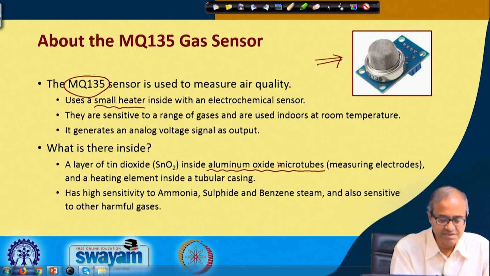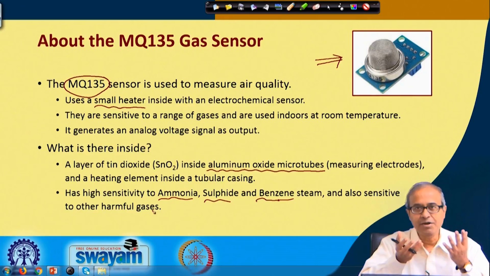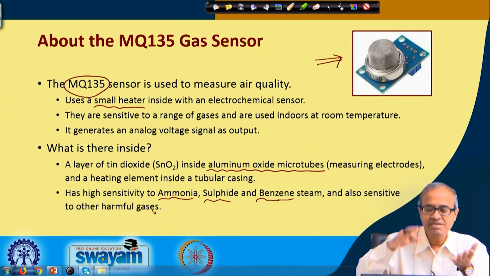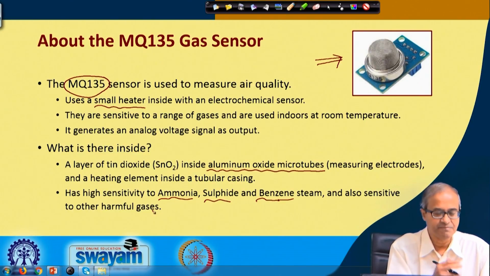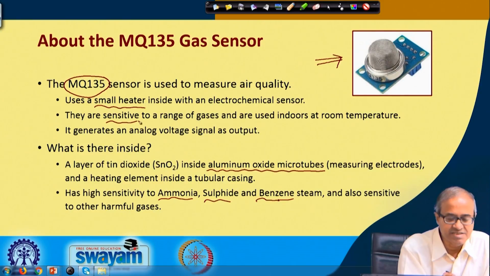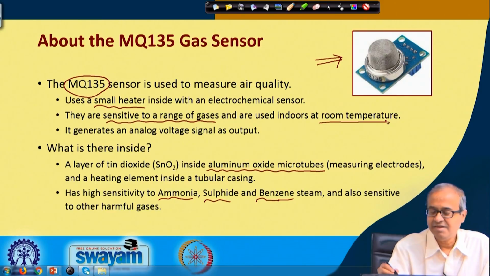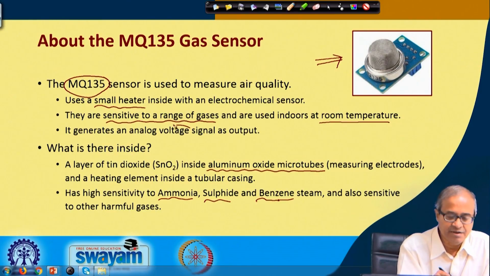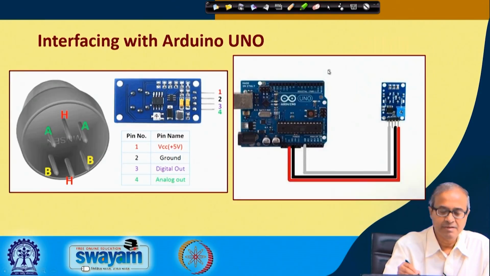So, the property of this tin dioxide material varies with the kind of gas that it is being exposed to. So, this kind of a sensor can respond to gases like ammonia, sulphide, benzene, and also alcohol, as I told you, and hence other harmful gases. But depending on the type of gas, how much change there will be in the output voltage, that will vary. It varies from gas to gas. So, these sensors are sensitive to a range of gases, and you can use them in room temperature. It can directly generate an analog voltage signal as output. It is very easy to interface.